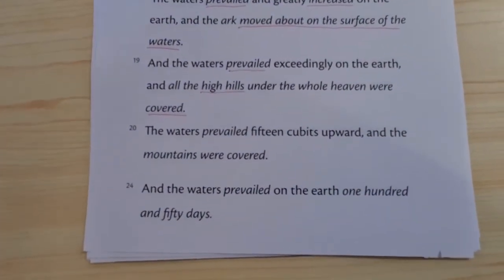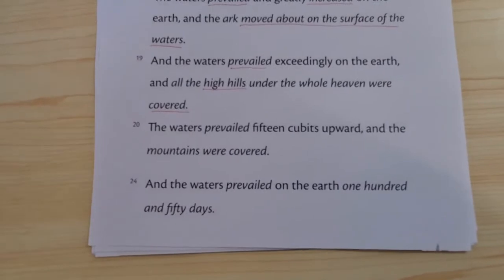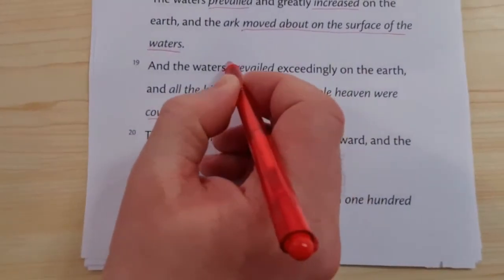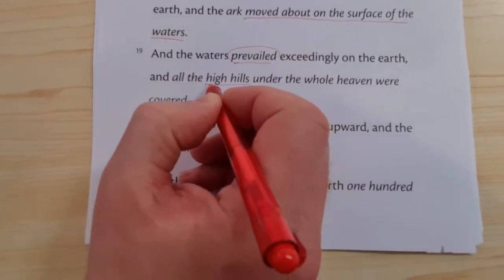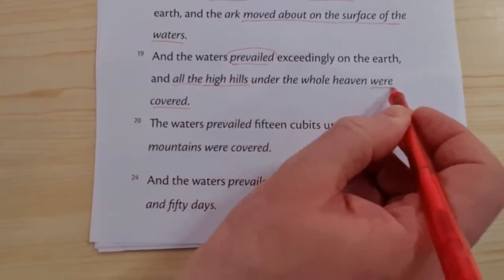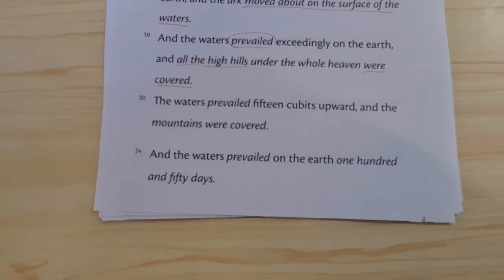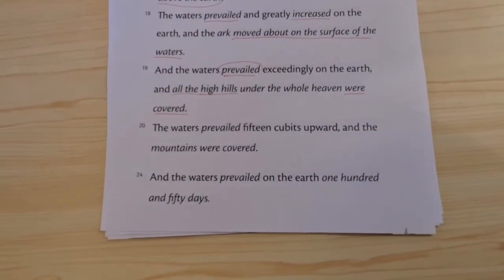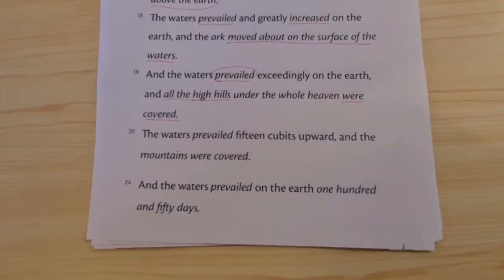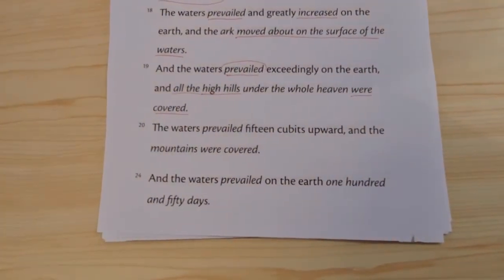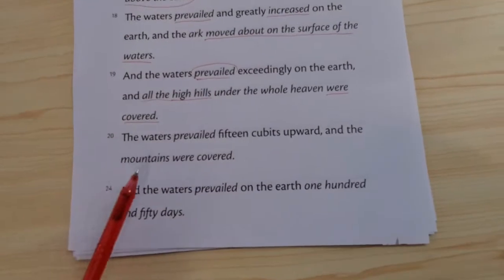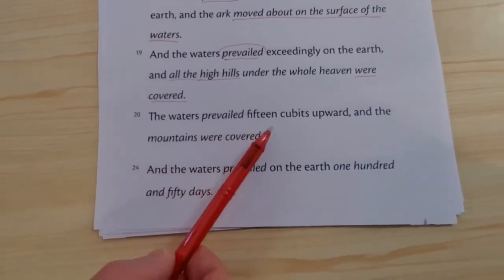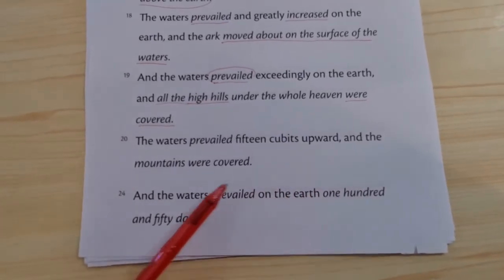So what kind of a flood was that? Do you think anything would survive such a flood as that, where the waters prevailed so much that all the high hills were covered? Everything was covered by the water. So I don't think anything did survive. Everything was destroyed. And can you read verse 20? The waters prevailed 15 cubits upward, and the mountains were covered.